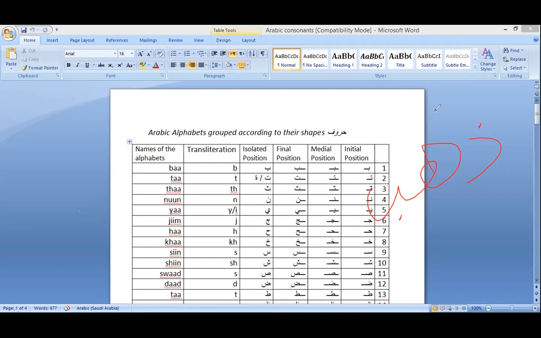Yes, Ruwaida? I have a question. When you're reading, how do you know which vowels to use? Well, we will discuss that in our next class. When we are at the vowel session, that's when we'll discuss how to read, how to vowel. Oh, all right, thank you.